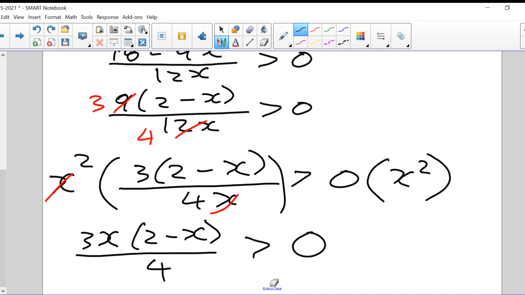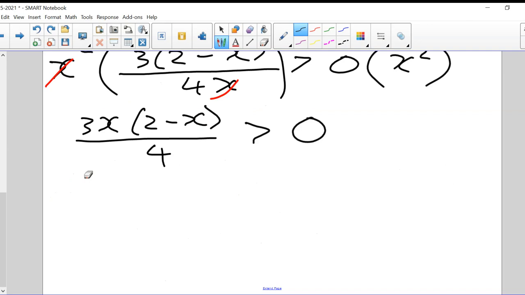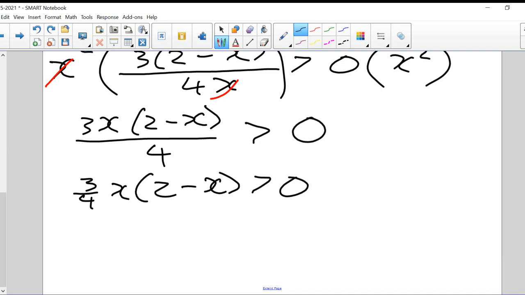Now, really, you could think of this 3x over 4 as just being 3 over 4x. It doesn't really matter, seriously. 2 minus x, right? That 4 is not really getting in the way. I can put that 4 anywhere as a numerator, right? Is greater than 0. It is at this point that we try to draw this.